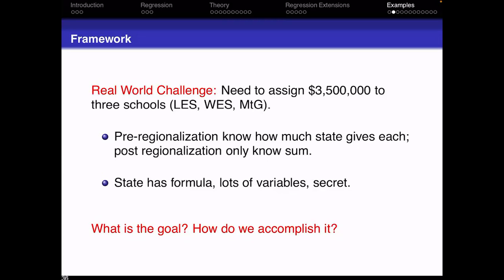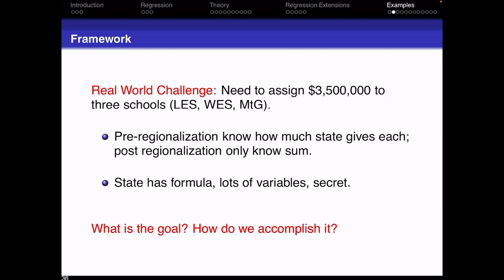But if we regionalize, the state would no longer tell us how much money goes to each building. They would only tell us how much money goes to the district. And it was very important that we keep track of how much money each building was getting, because we needed to assign how much each town had to pay. So each town had to get the right credit. It would have been very easy if we were given the formula, but we weren't. But we had a lot of data.